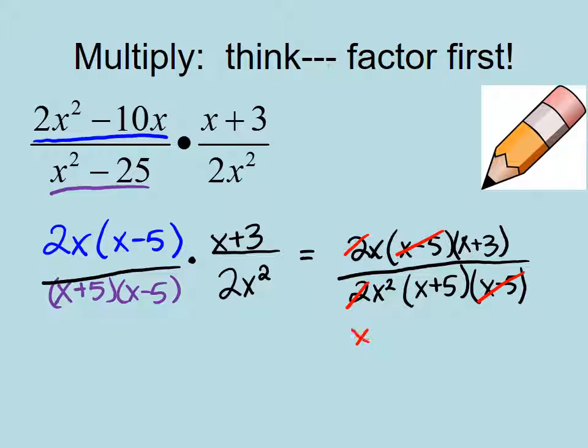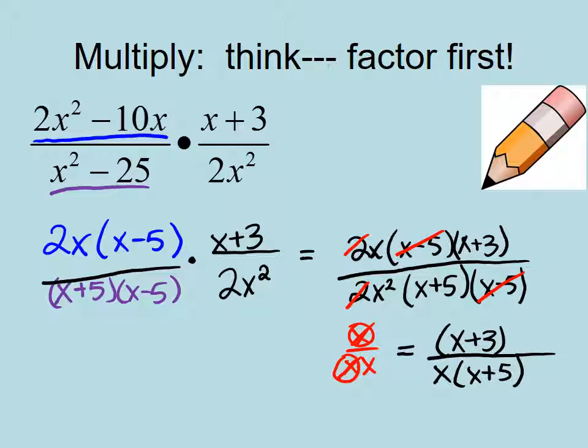So I like to think of it this way. I have 2 x's on the bottom, 1 on top, which means I can cross off or divide out one of each. Therefore, up top, all I have remaining is an x plus 3. And on bottom, I still have 1x and an x plus 5.